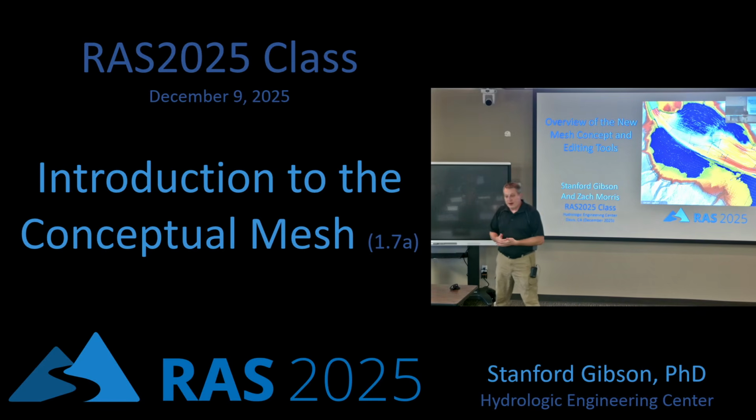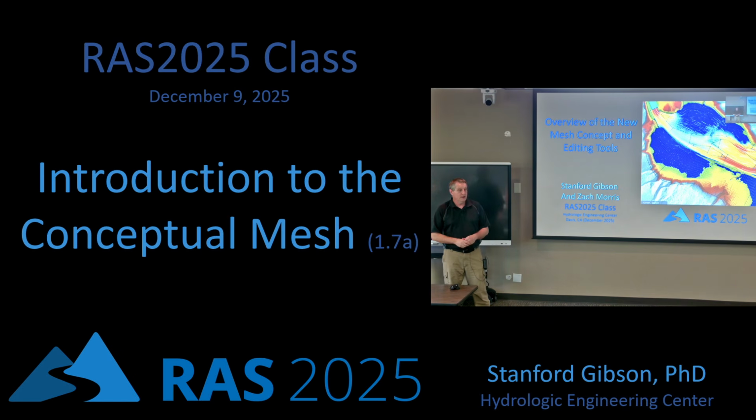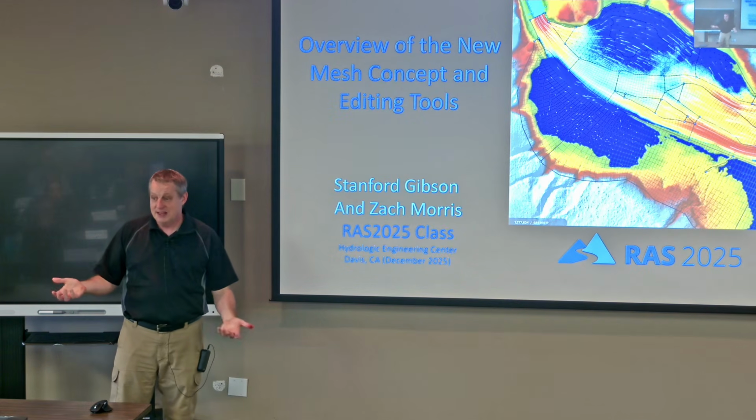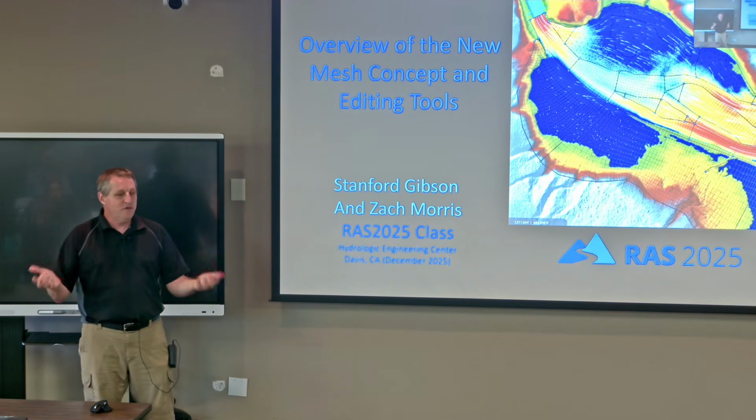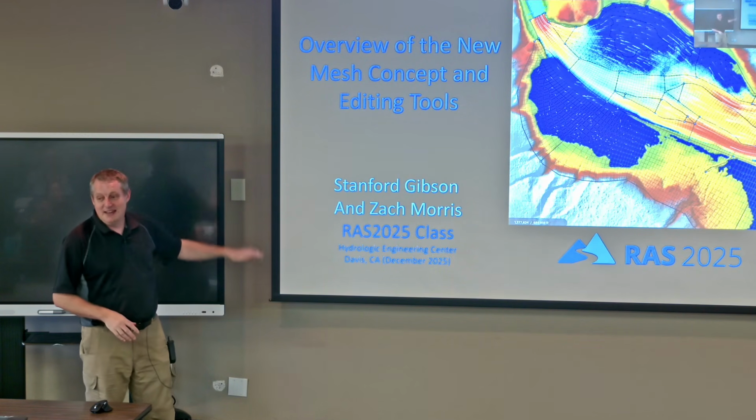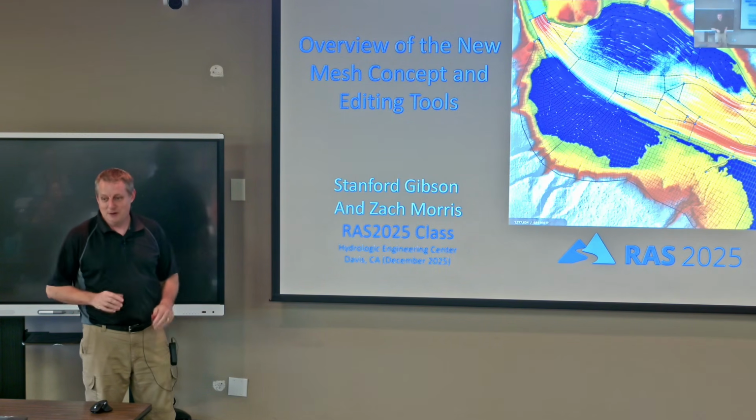Okay, so you have a terrain. What you need next is a mesh, and we're going to spend most of tomorrow talking about meshing because there's just a lot of nuance and power that you can unleash. But we want you to be able to build a model by the end of the day, so you need enough meshing background to be able to build a model. So that could be the name of this talk: enough meshing background to build a model.